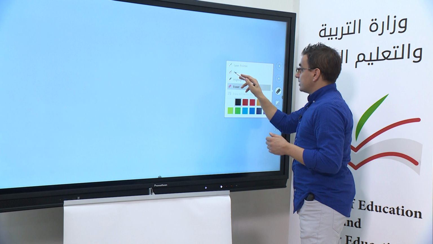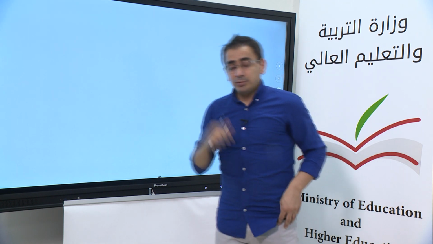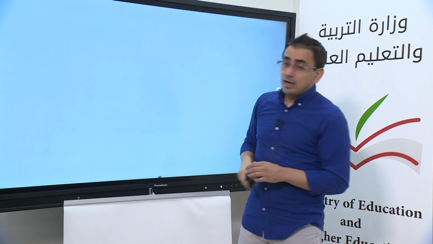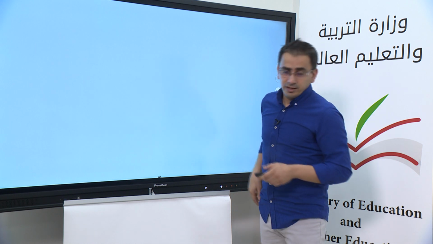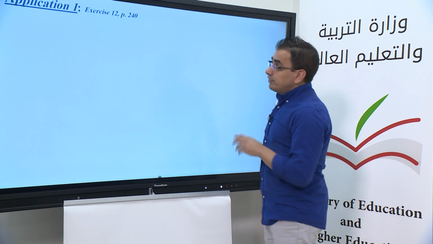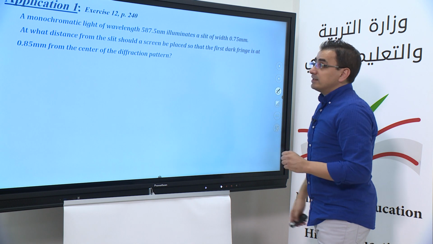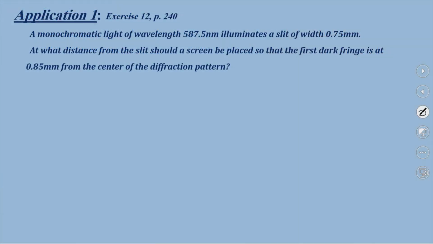Anyone who solved the exercise, have it ready now, because we're going to discuss it. And if you haven't solved it, let's go over the discussions. So first, the application was: a monochromatic light of wavelength 587.5 nanometers illuminates a slit of width 0.75 millimeter. At what distance from the slit should a screen be placed so that the first dark fringe is at 0.85 millimeter from the center of the diffraction pattern?